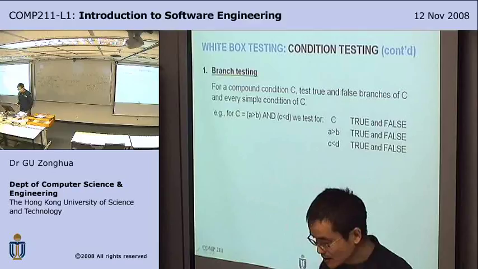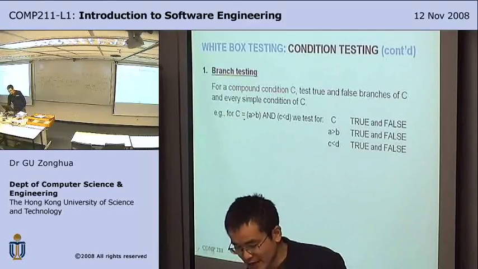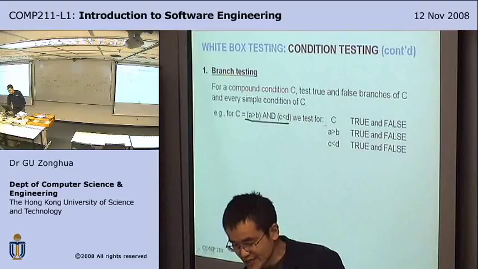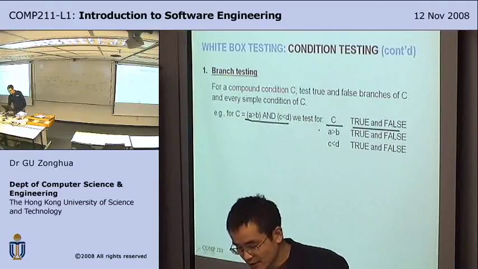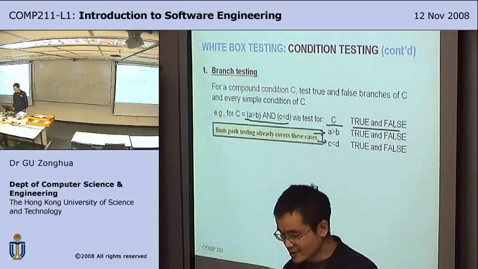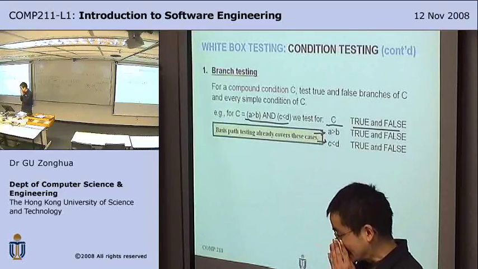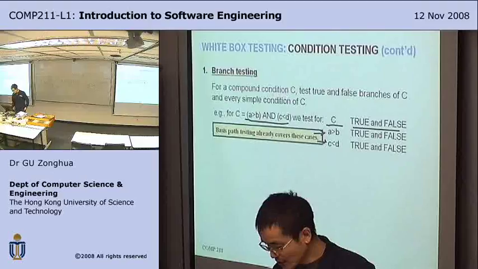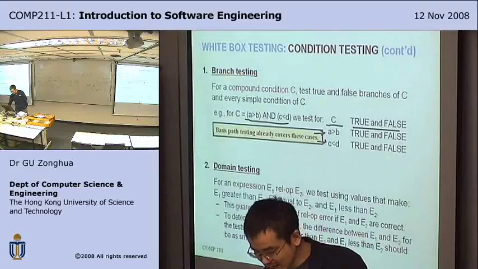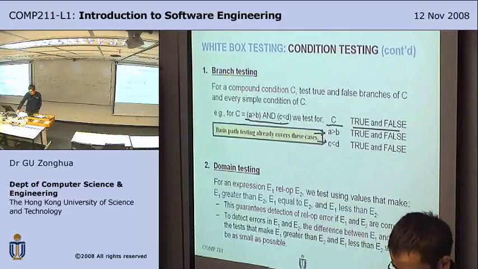So here, for branch testing, if you have a compound condition, then you test first the compound condition as true or false, then each of the simple conditions as true or false. So this is already covered in the basis path testing. But we'll see some examples not covered by basis path testing. So domain testing is something that's additional to basis path testing.